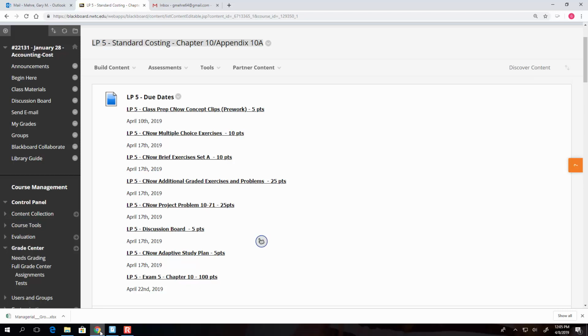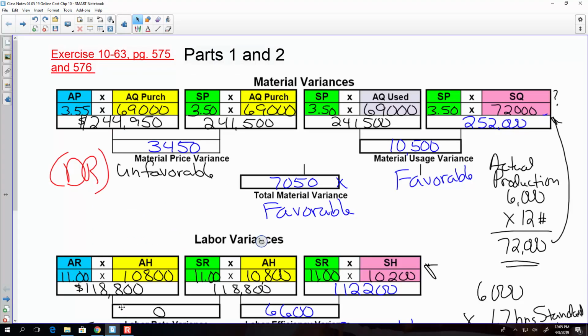So the problem that I chose to help us review Chapter 10's content is problem 63, located on page 575 of our textbook. I've already have the numbers filled into the template that we are going to use from our problem, and so that will give me an opportunity to discuss where the numbers are coming from.